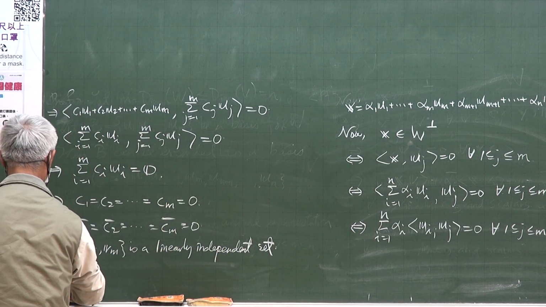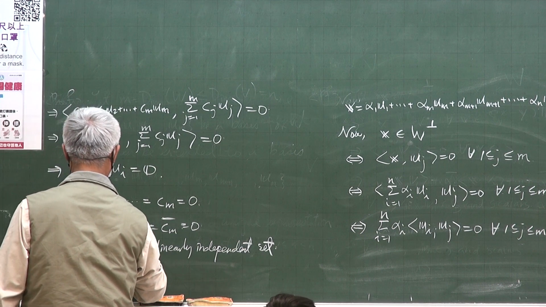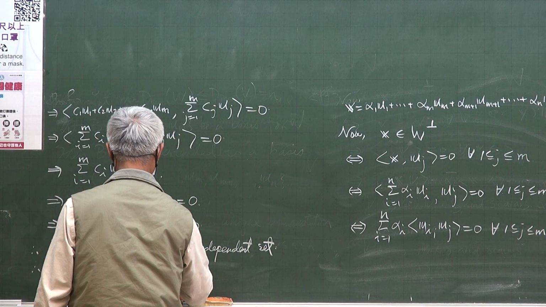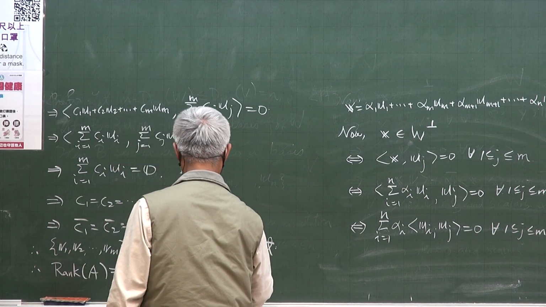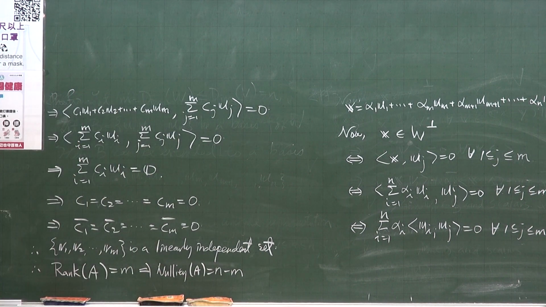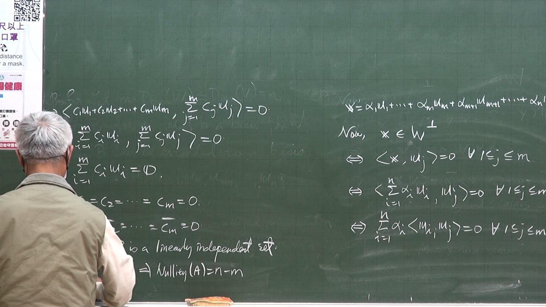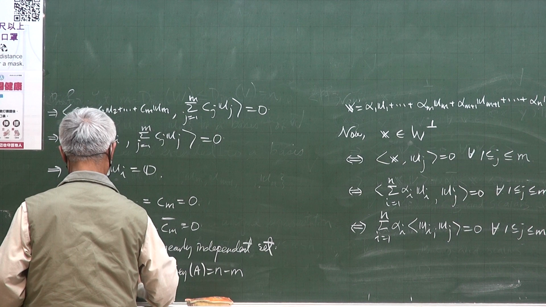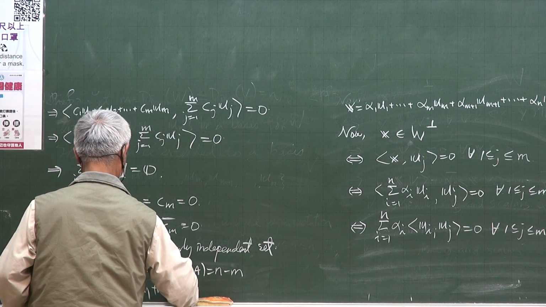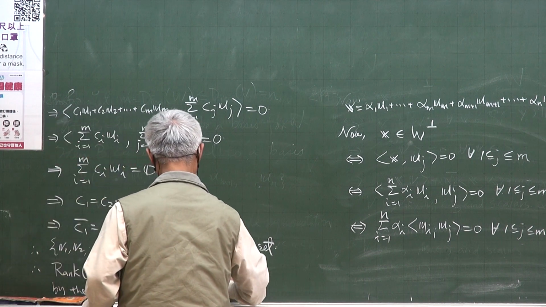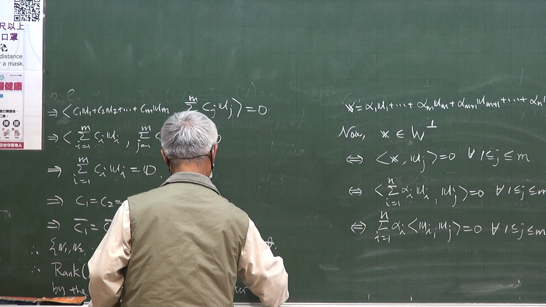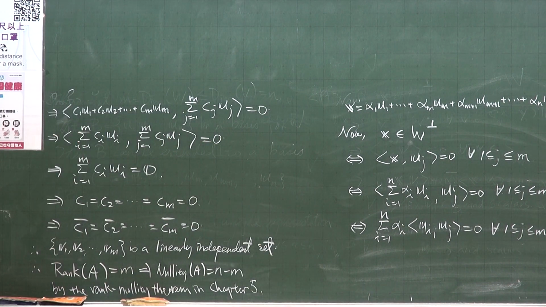So that the rank of A is equal to m. And this implies that the nullity of A is equal to n minus m by the rank-nullity theorem. In chapter 5, we proved the rank-nullity theorem. So now this is n minus m.